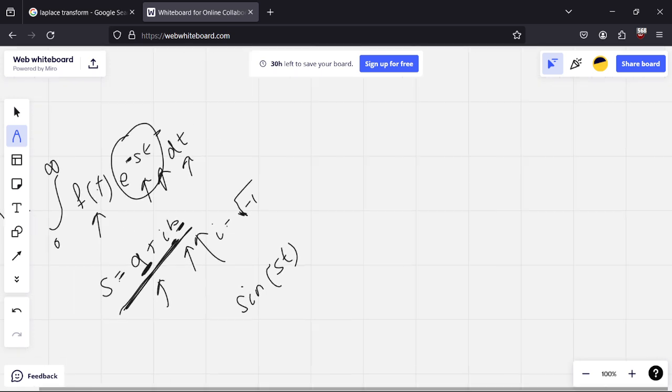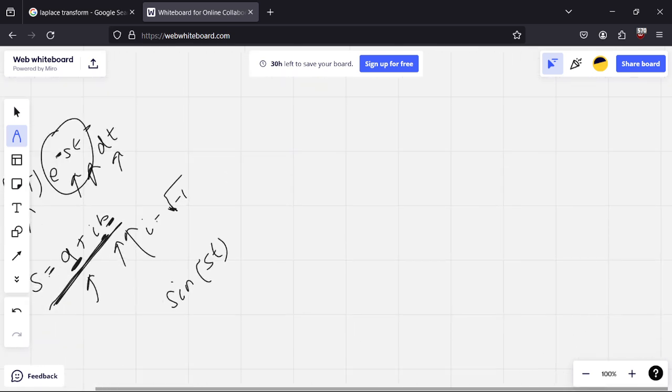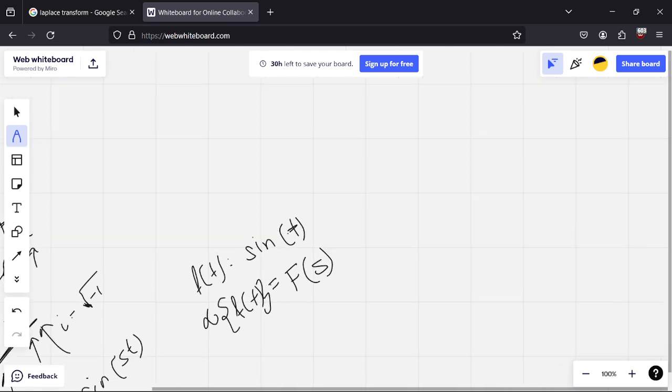Now, I could solve this integral right in front of you, but being an engineering student, I remember what it was. So let's say your f of t was a sine of at. If you apply a Laplace transform over this, you will get a function of complex frequency, which is going to be a over s squared plus a squared, and on the top we have a.